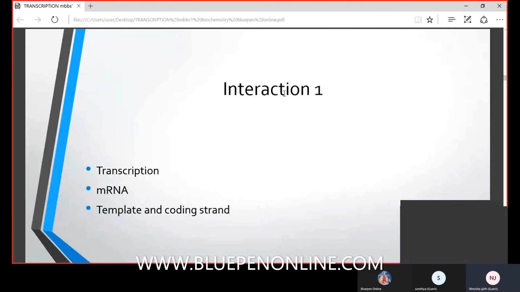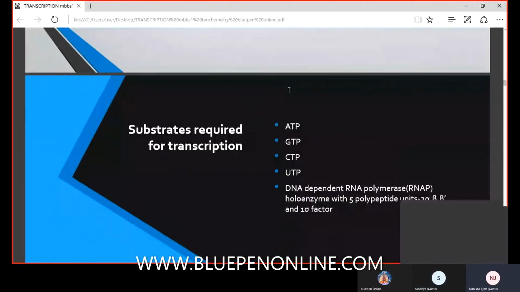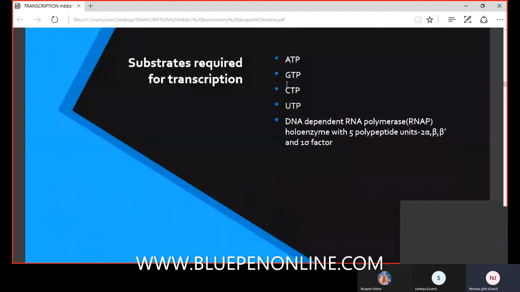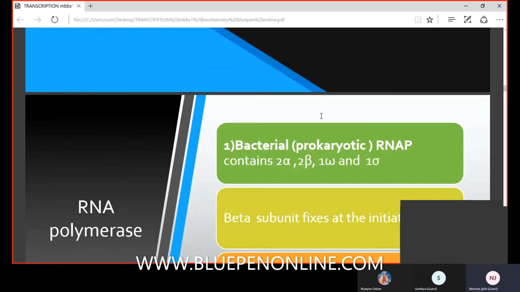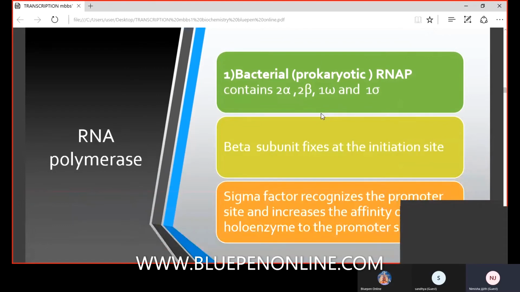So I think you understand all the points. The introduction of transcription is clear now? Then which are the substrates required for transcription? ATP, GTP, CTP, and instead of TTP, we have UTP. Then we have DNA dependent RNA polymerase. It is a holoenzyme with five polypeptide units: two alpha, beta, beta dash, sigma, and one more factor. In some textbooks, we explain with an omega factor. Generally, we see alpha, beta, beta dash, and one sigma, and in the normal mechanism, we don't see omega. We explain with eukaryotic and prokaryotic transcription. There are small differences between prokaryotic and eukaryotic transcription.